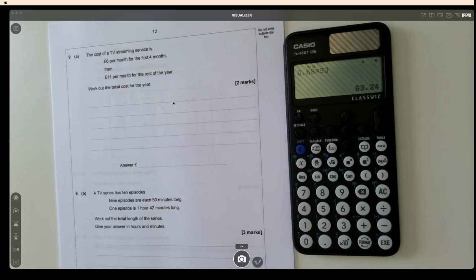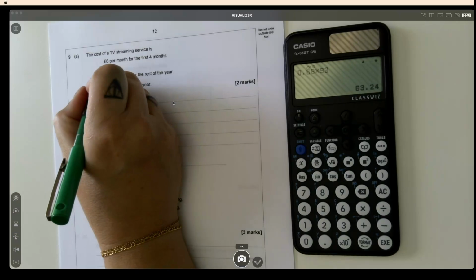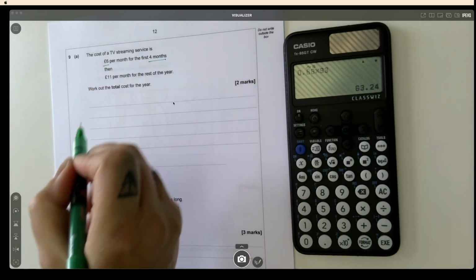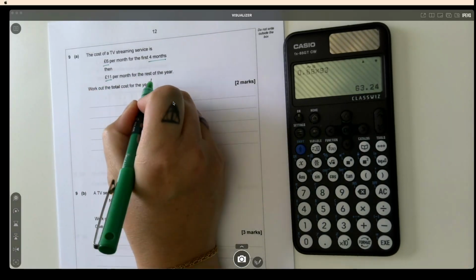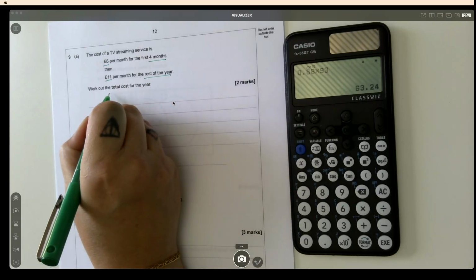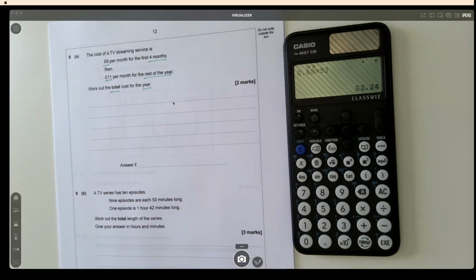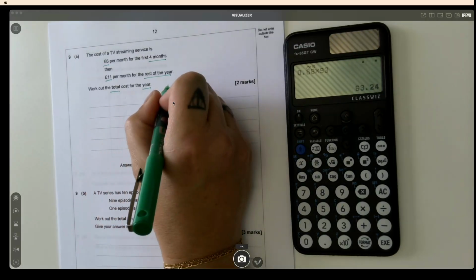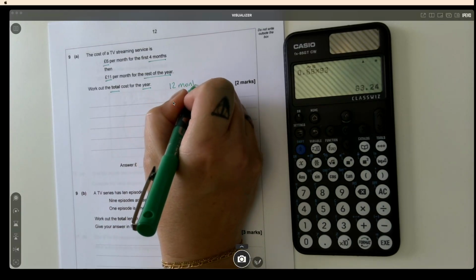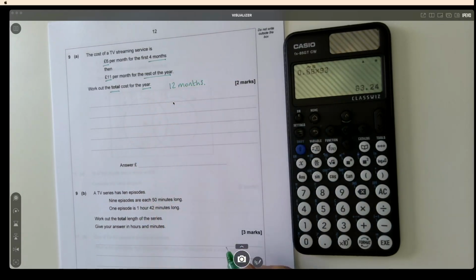9a. The cost of a TV streaming service is £6 per month for the first 4 months, then £11 per month for the rest of the year. Work out the total cost for the year. So we're dealing with a full year, so we're dealing with 12 months. That's an important fact to know.